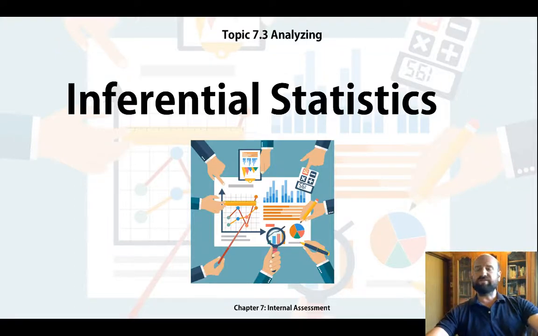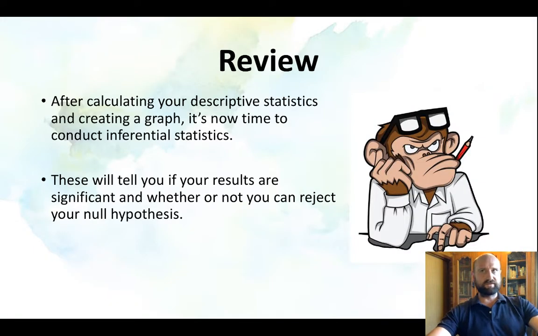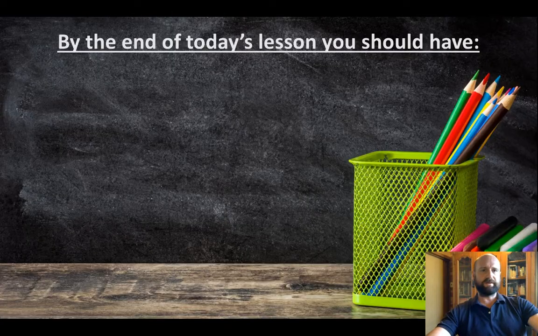Dun dun dun! Everyone's favorite, inferential stats. So let's have a look. They should have their descriptive statistics, their graph, everything in a table, and now they're going to see if they can accept or reject their null hypothesis. Might just recap with a Kahoot to see how well they know what they need to do for their IA.